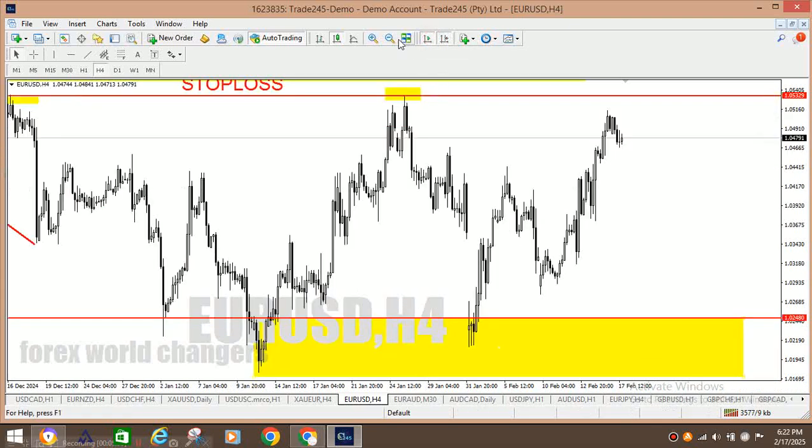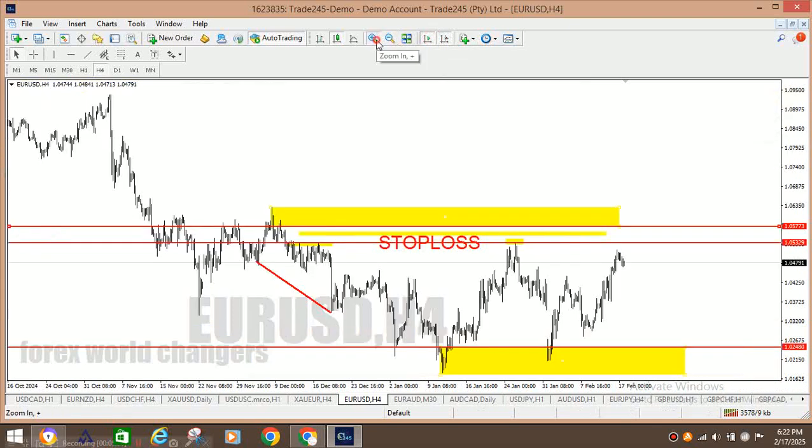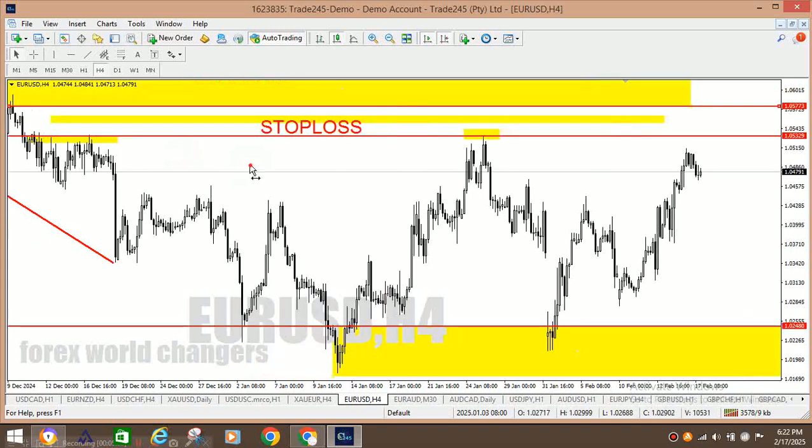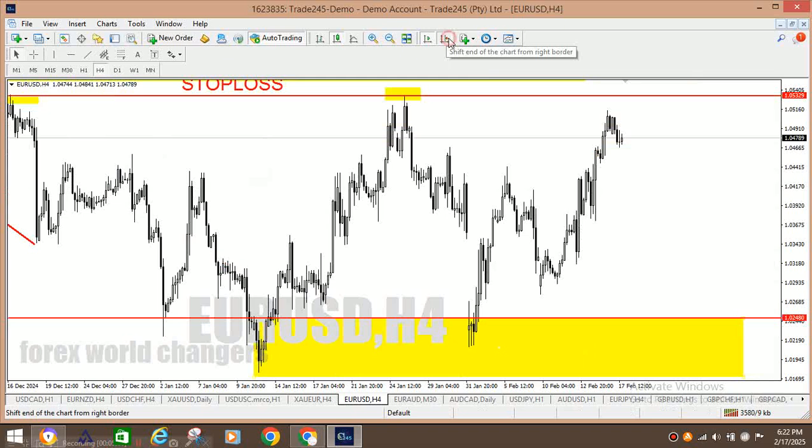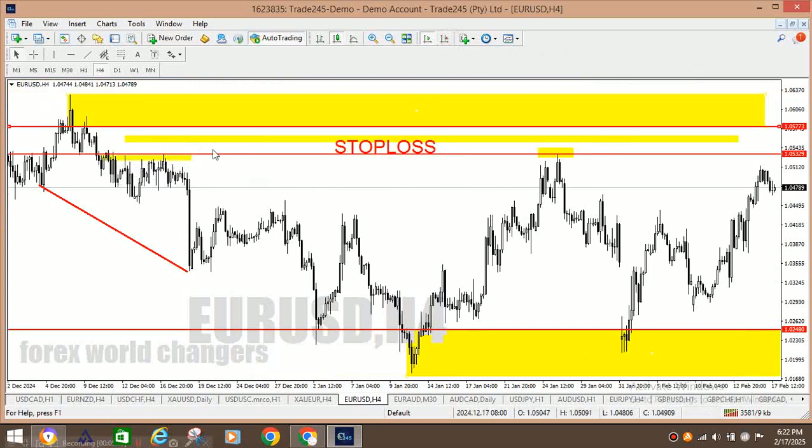zooming in, zooming out a bit. Okay, it doesn't show proper. So if I highlight this entire zone, I know that the market has to take the stop loss here. You have to take the stop loss and then go on my left hand shoulder and go for a huge sell. This is gonna be a nice swing.